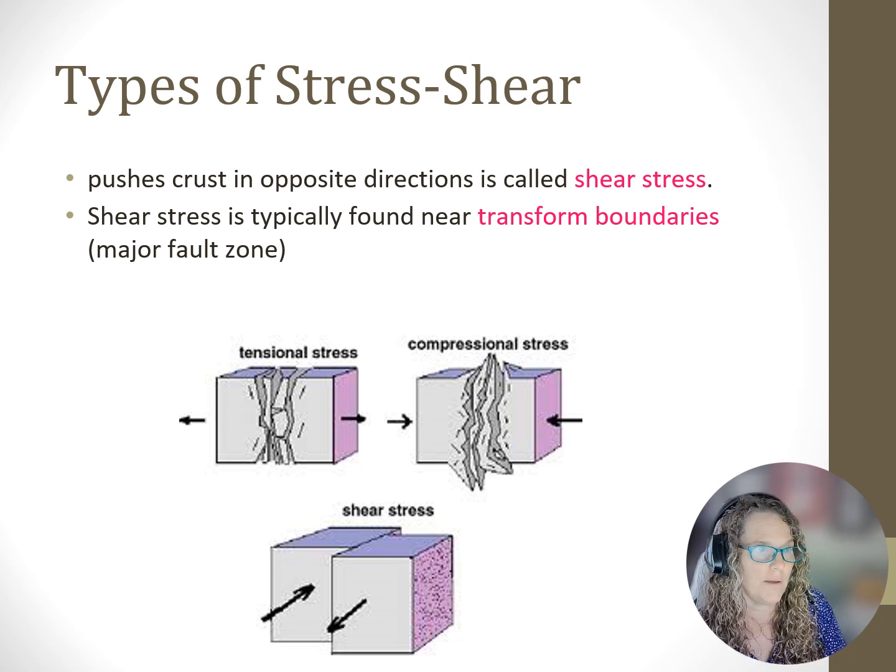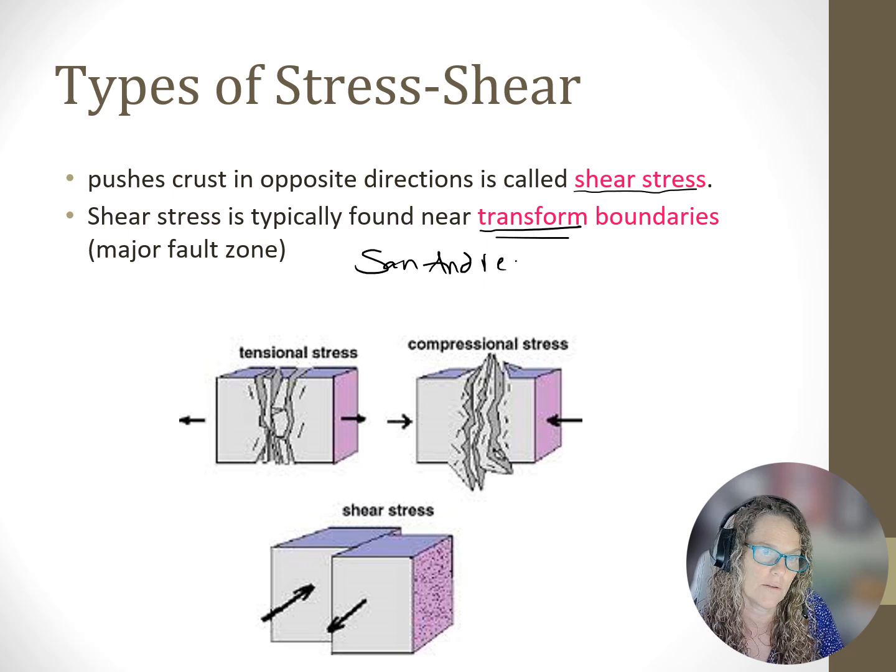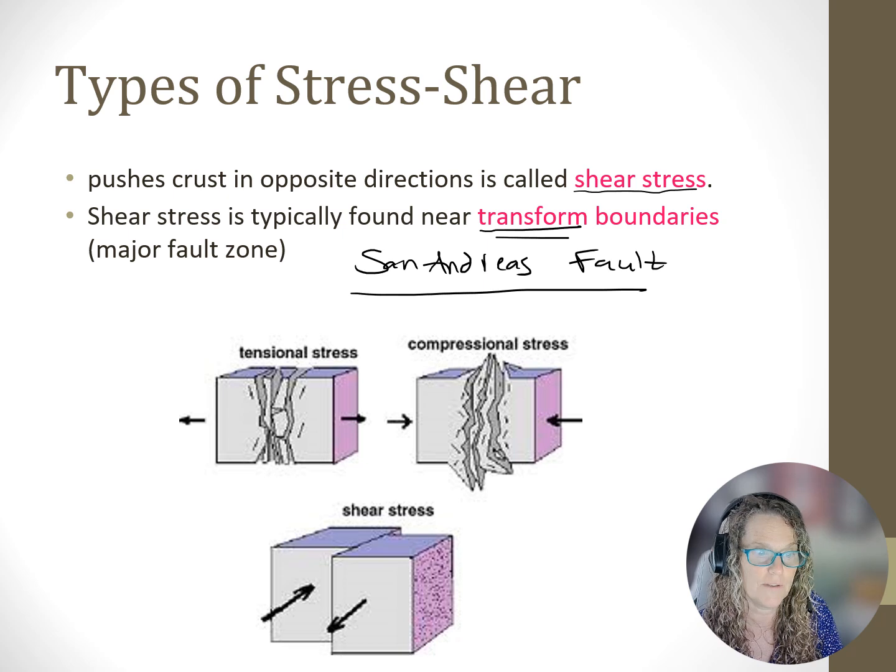When we have the crust pushing in opposite directions, one's going north, one's going south, for example, that's called shear stress or a transform boundary. And the really famous one is the one that we live on, which is the San Andreas Fault. That one doesn't cause mountains or valleys or lava to come out. It's just the ground moving past each other, scraping past.